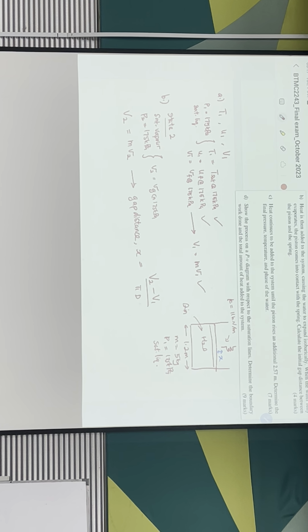So the gap distance that you should get here, you also have the answer to this, so it should be about 4.432 meter.